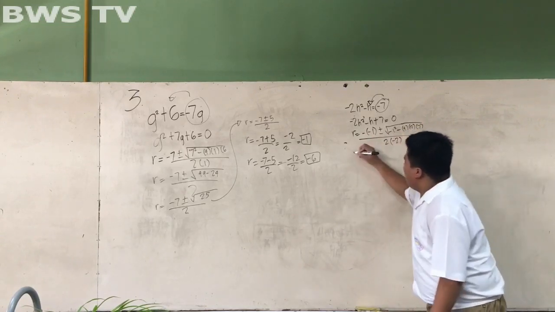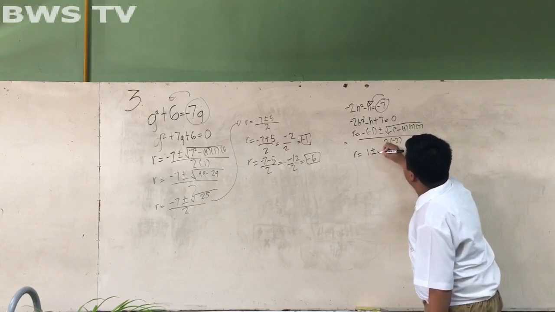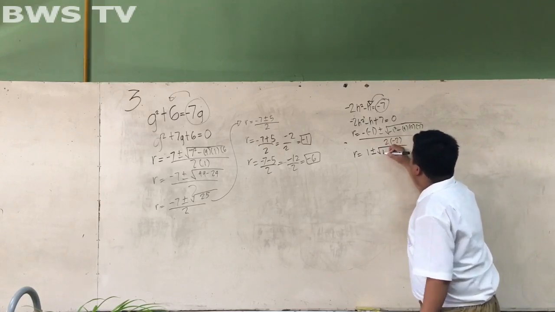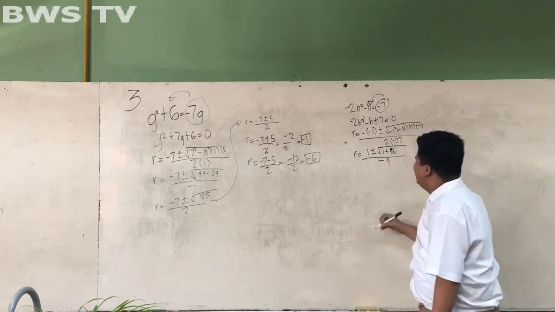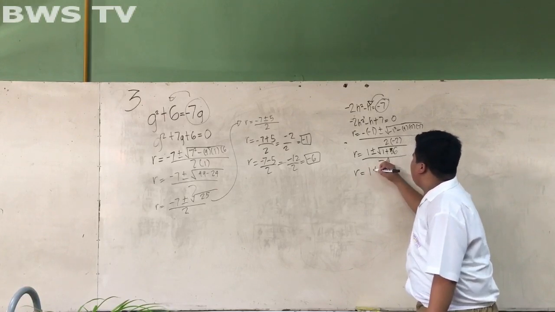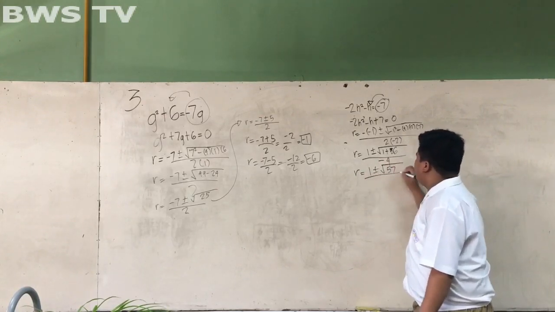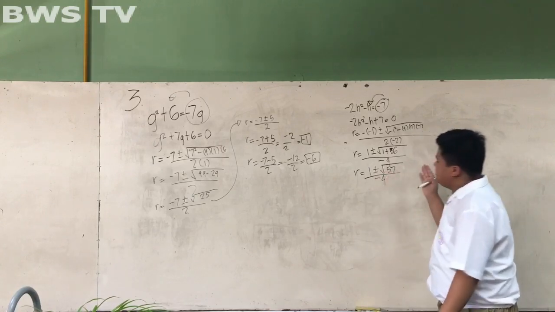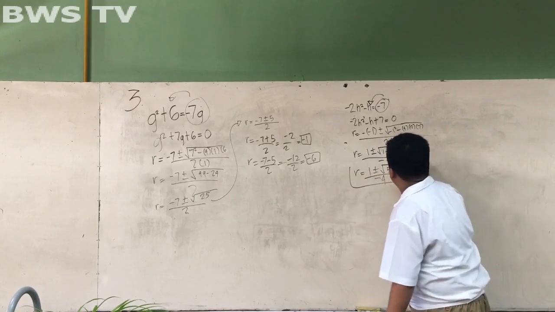Then r is equal to positive 1 plus or minus the square root of 1 plus 56 over negative 4. Then r is equal to 1 plus or minus the square root of 57 over negative 4. Since this will not be simplified anymore, this will be our final answer.